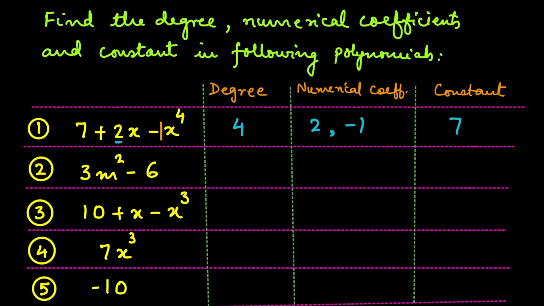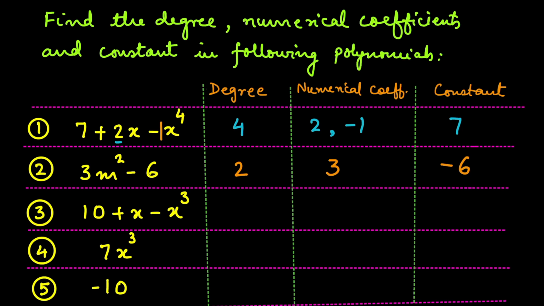Now example 2. The variable is m. There is only one term and we take the exponent of that as degree. So this is degree 2. For the numerical coefficient, there is only one term with the variable. What is the coefficient with it? It's 3, so we'll write 3 with it. And what is the constant? The constant is the term which is not having the variable with it. So it's -6, and we write -6 as constant.